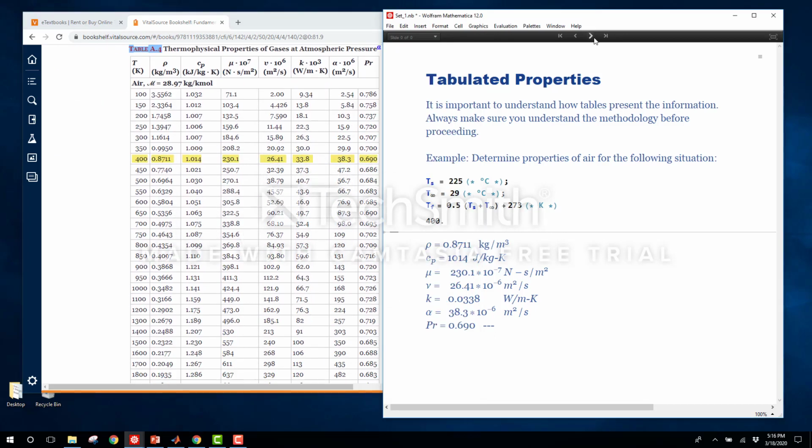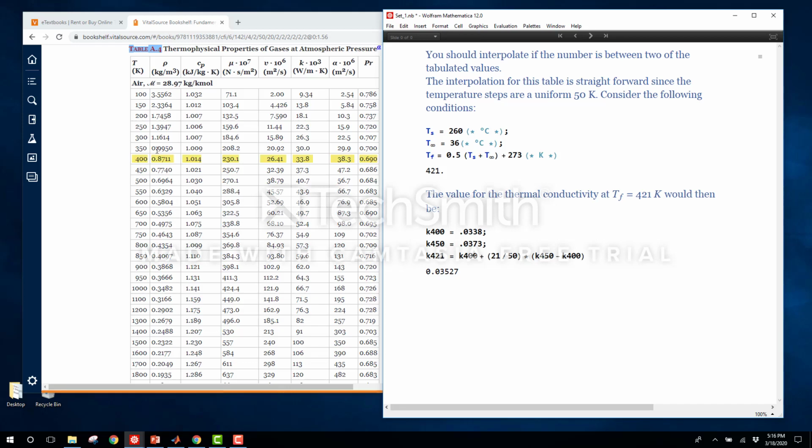Now, if we need to, say we were somewhere between 400 and 450, we would need to interpolate our value. Just in case you forget how to do that, the temperature steps here are fairly uniform, going up by steps of 50. So if I was using a surface temperature of 260 and a free stream temperature of 36, that would give me a film temperature of 421.